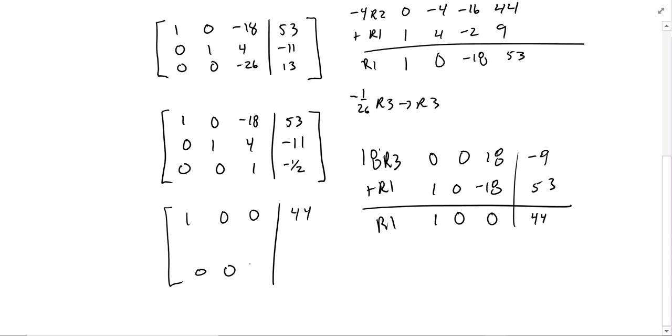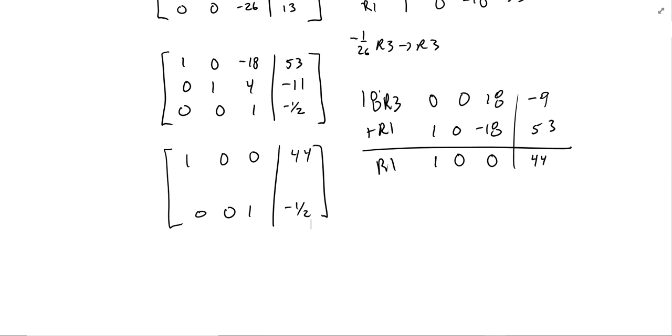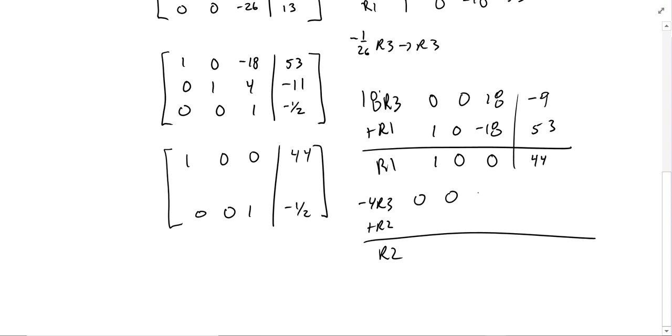Let's see, the bottom row is perfect the way it is. Let's go ahead and fix the middle row. I need to get rid of the 4 here in the second row, third column. So I'm going to take negative 4 times row 3 and add it to row 2 and put the result back into the row 2 spot. So negative 4 times row 3 would be 0, 0, 1 times negative 4 is negative 4, and negative 4 times negative 1/2 gives me a positive 2. And then row 2 is 0, 1, 4, negative 11.